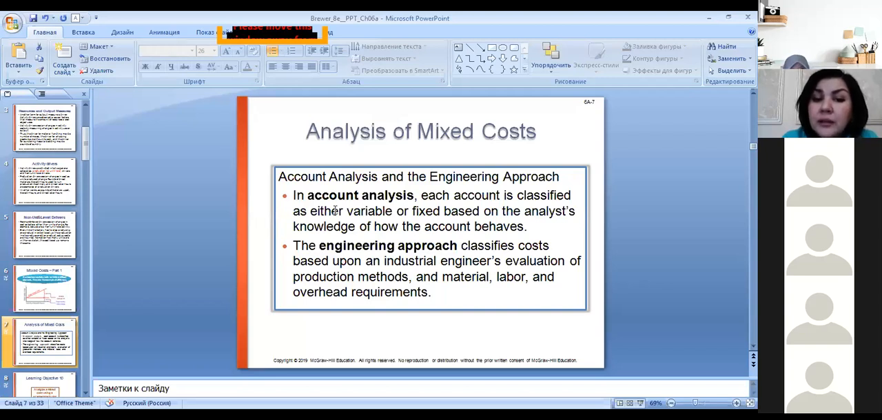In account analysis, each account is classified as either variable or fixed, based on an analyst's knowledge of how the accounts behave. The engineering approach classifies costs based upon an industrial engineer's evaluation of production methods and material, labor, and overhead requirements.